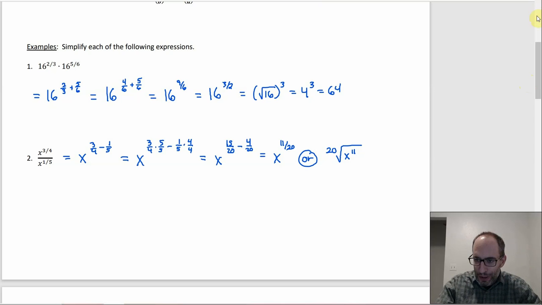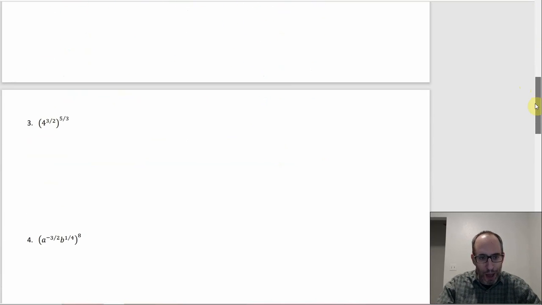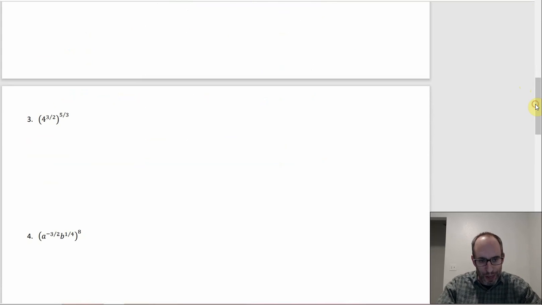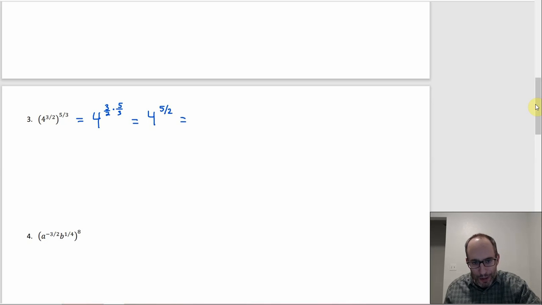Let's see, other laws of exponents: power to a power. We have to multiply the exponents together, so this will be 4 raised to the power of 3/2 times 5/3. If you look at what's going on in those powers, you could cancel out those 3's, and this will be 4 to the 5/2. Then I would do the root first, so square root of 4, then to the 5th power. The square root of 4 is 2, so this is 2 to the 5th, and that's going to be 32.